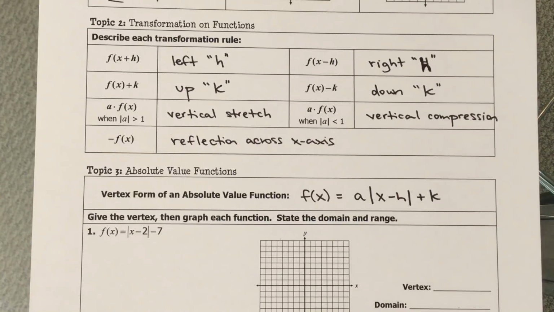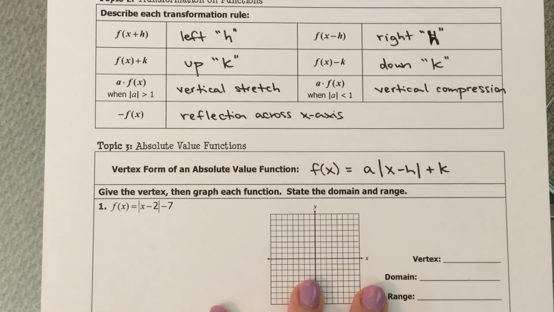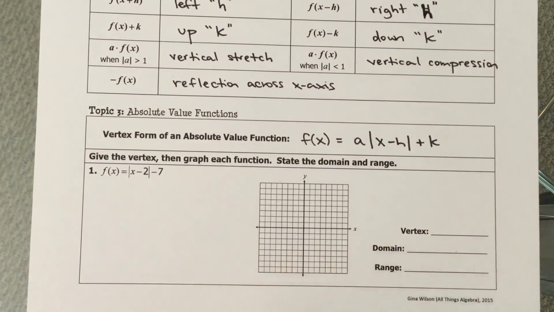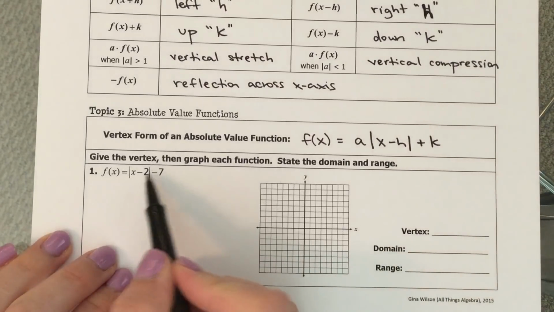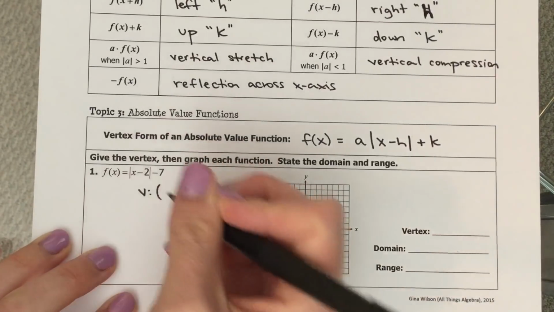So absolute value is almost always given to you in vertex form. There really isn't another form. So you use that to figure out where your vertex is, and then you can graph based on that. So this one, when you look, the vertex, remember, is the opposite of whatever is inside the absolute value.